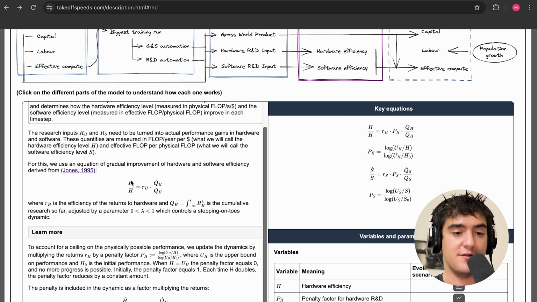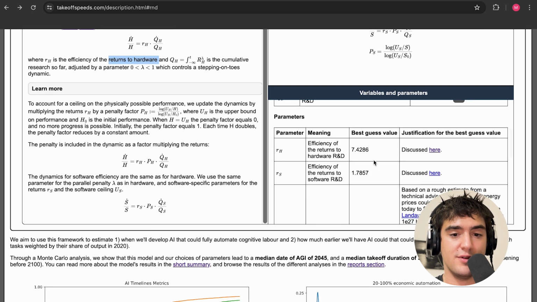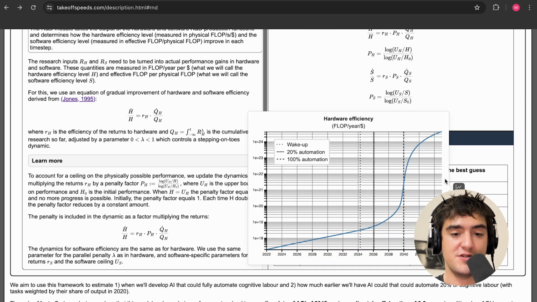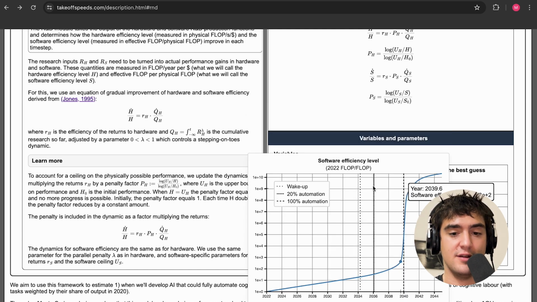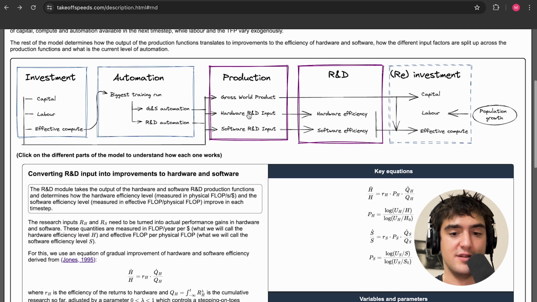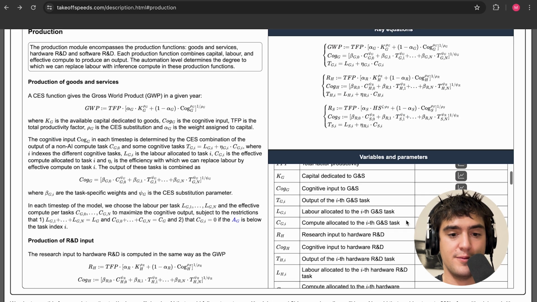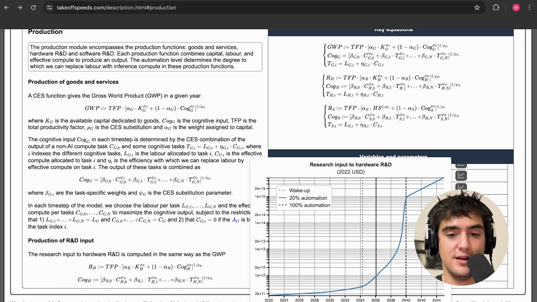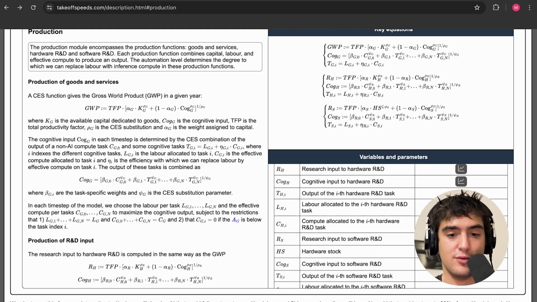And to understand this derivative divided by a variable here, this is just, again, the derivative of a log and another derivative of log. So this is just telling you that you're multiplying the slope of a log curve by a factor, returns to hardware, which if we look at the actual numbers, is 7 for hardware and 1.7 for software. And so this actually gives you hardware efficiency and software efficiency depending on the inputs we've discussed before: research input to hardware R&D and research input to software R&D.